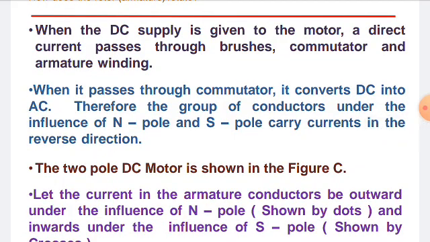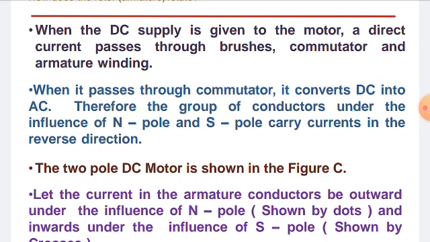When DC supply is given to the motor, a direct current passes through the brushes, commutator and armature winding. When electric current passes through a coil in a magnetic field, the magnetic force produces a torque which turns the DC motor. When it passes through the commutator, it converts DC into AC.